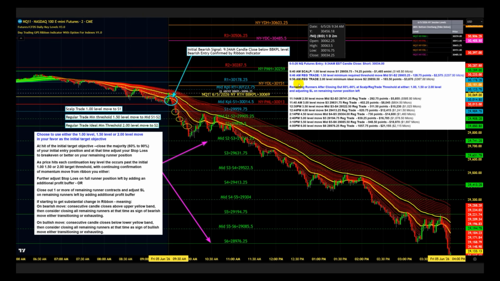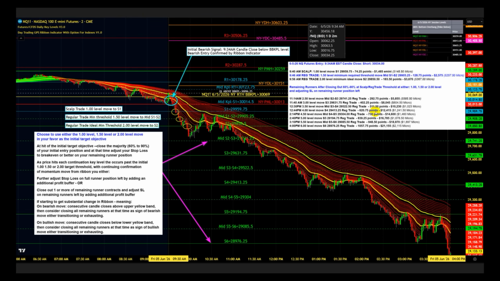However, rather than immediately reversing, the bearish trend continued to be confirmed by the ribbon indicator throughout the remainder of the session. Traders who chose to scale out of a portion of their position at the S2 target and retain runner contracts had the opportunity to participate in a significantly larger move as price continued to break through additional support levels. By the 12:44 p.m. candle, price had extended 2 additional full key levels beyond the original S2 target and reached the S4 level at 29,413.25. At that point, the total move from the original entry exceeded 620 points.